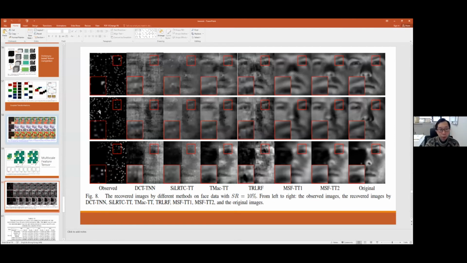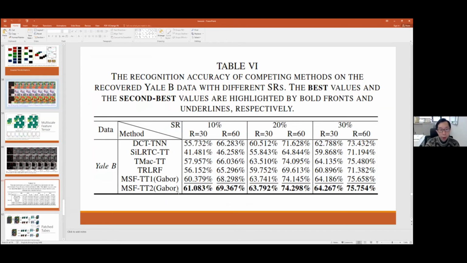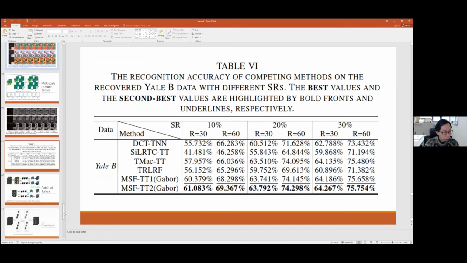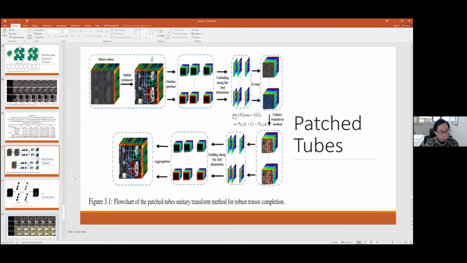If you have a lot of missing data, because of the different features you can discover the human face, which can help you further, not just for completion. It is also very good for classification. Here we use the Gabor transform to look for the different features. I think I will stop here very soon.